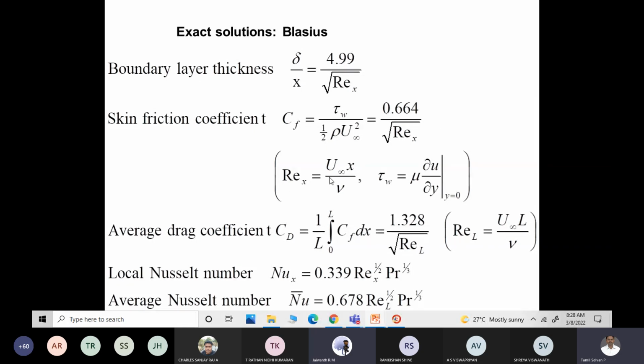Reynolds number is ux divided by nu, or ul divided by nu, or ud divided by nu, depending upon the solid. For a flat plate, length is considered. For a cylinder or sphere, diameter is considered. Tau w is given by mu into dou u by dou y at y equal to 0, where mu is the viscosity. And there are the average drag coefficient, local Nusselt number, and average Nusselt number. You can see here the average Nusselt number is 2 times the local Nusselt number.